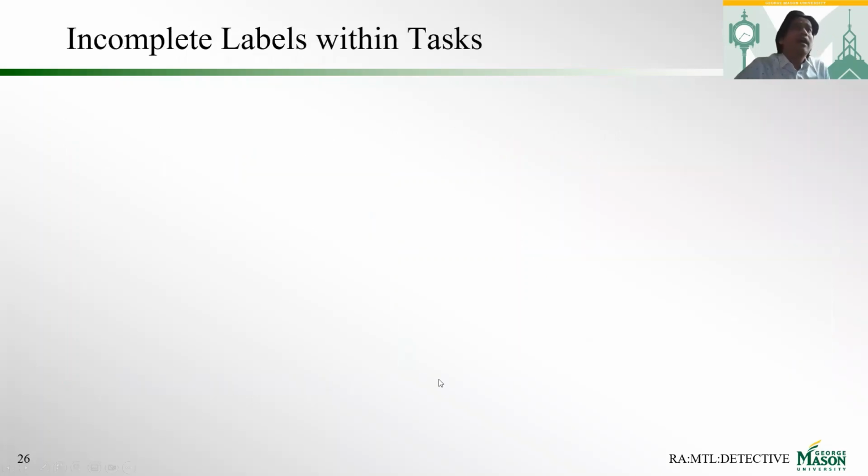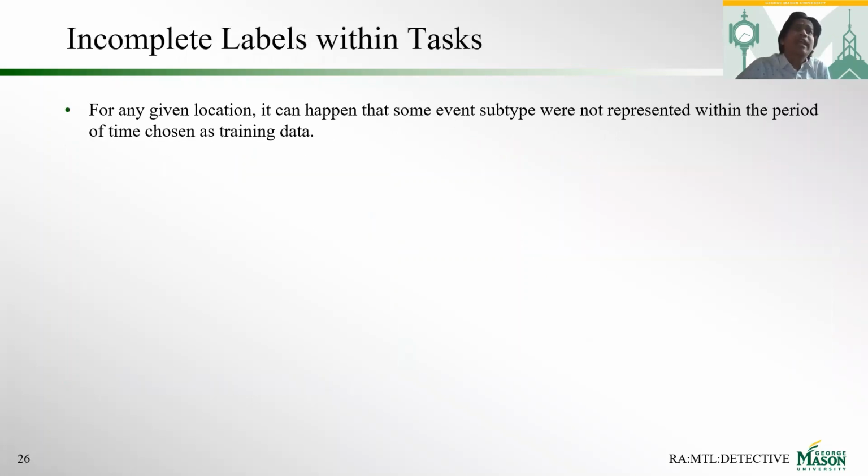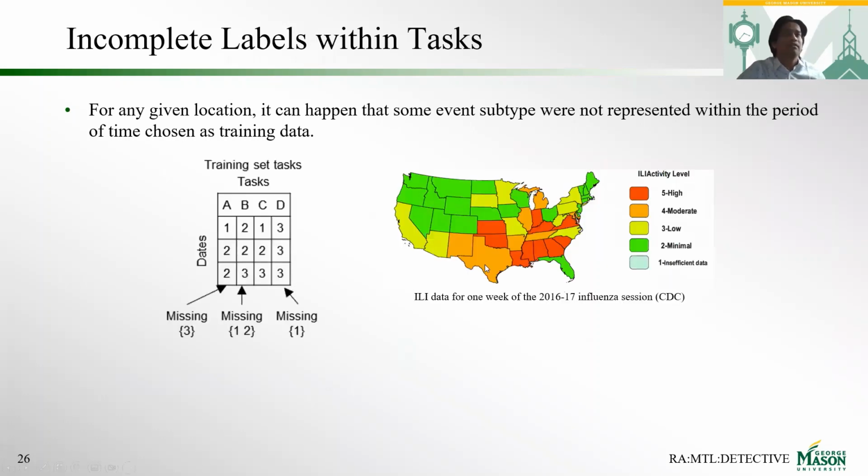Then there come other issues: incomplete labels within tasks. What is that? What does it mean? For any given location, it can happen that some event subtypes are not present within the period of time chosen as training data. Think about states like Texas, Louisiana, Alabama, Georgia.